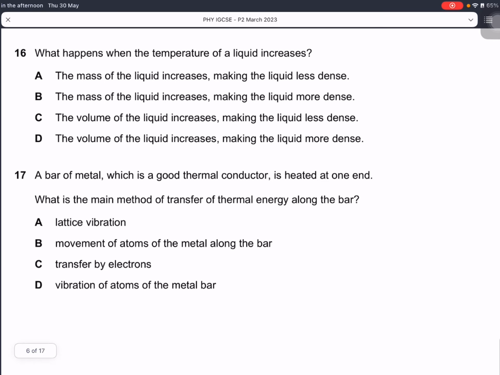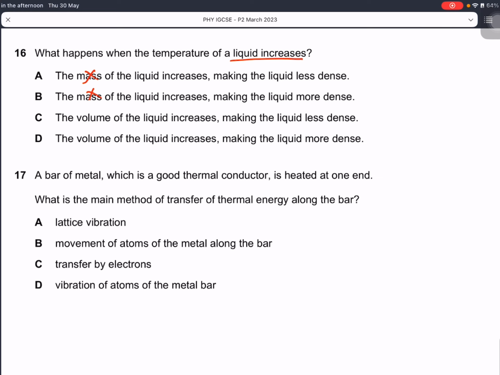What happens when the temperature of a liquid increases? So, mass of the liquid increases. Guys, mass will never change, okay? We're talking about the temperature of the liquid, not the liquid changing to gas. The liquid temperature increases, the liquid remains the same liquid here. So mass is not going to change here, okay? It's about the volume.